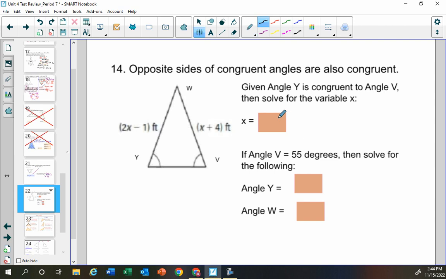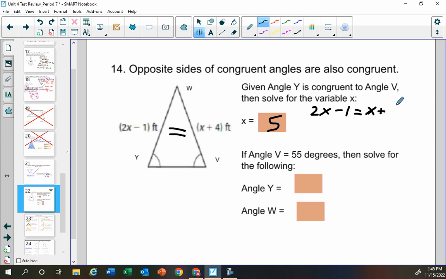We got 5. Set these two sides equal to each other. Since those angles are congruent, these sides must be congruent. So 2x minus 1 equals x plus 4.